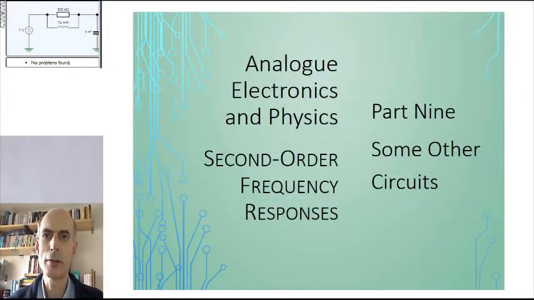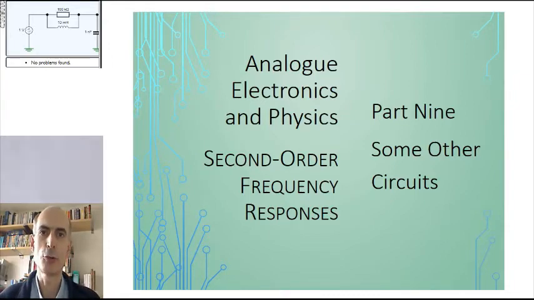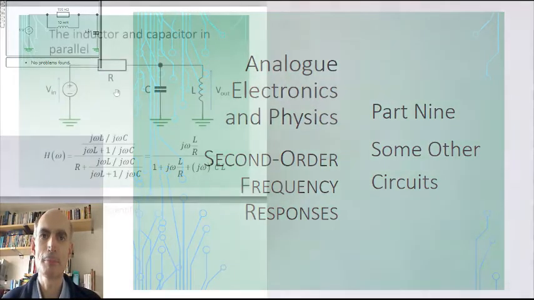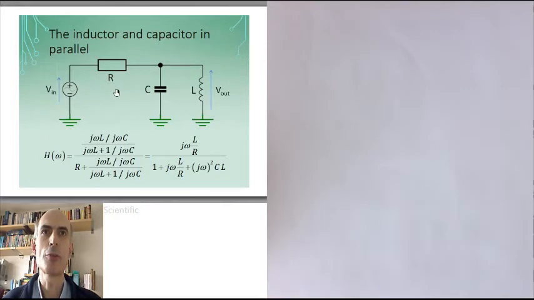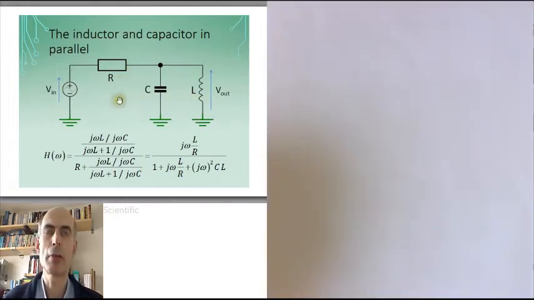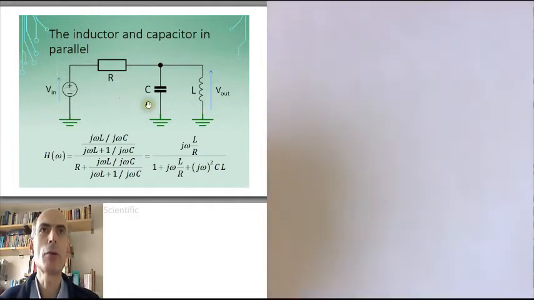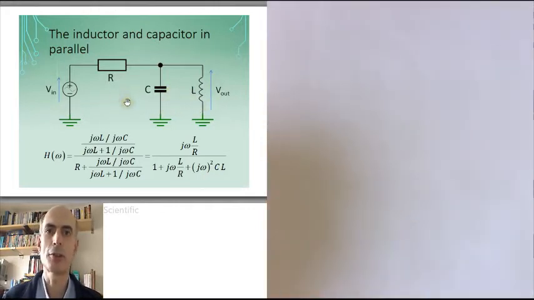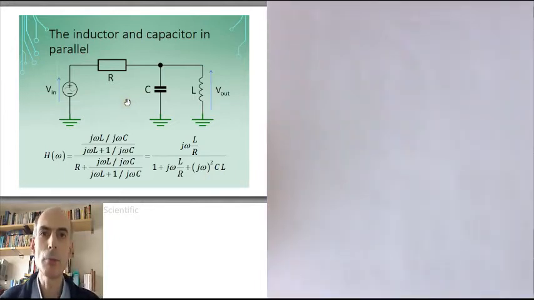In this final video in this series, I'm going to have a look at some other second order circuits. We'll start with this one. Here again we've got a single resistor, a single capacitor and a single inductor, but I've now arranged them so that we're taking the output over the capacitor and the inductor in parallel. Well, no matter, we can solve this using the potential divider equation as well.